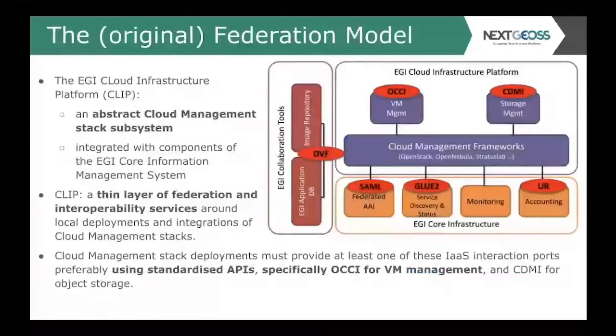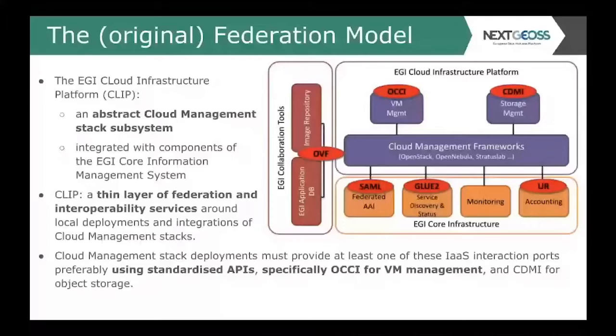So originally, the EGI FedCloud was launched in 2014 as an abstract cloud management stack subsystem, which we call the Cloud Infrastructure Platform, or CLIP. And this was integrated with components of our core information management system. Essentially what CLIP is, it's a thin layer of federation and interoperability services that are around the local deployments of the cloud providers, allowing these distributed providers to be part of the distributed or federated infrastructure as a service.